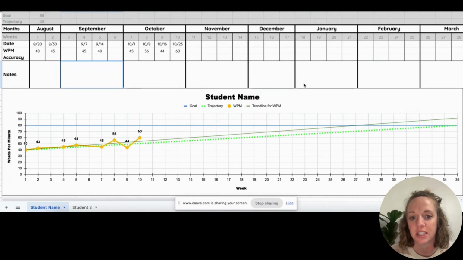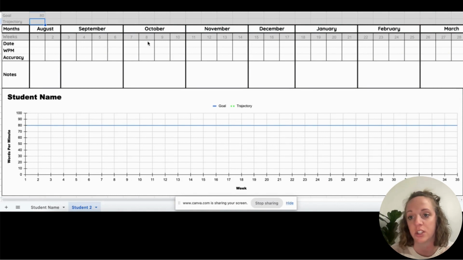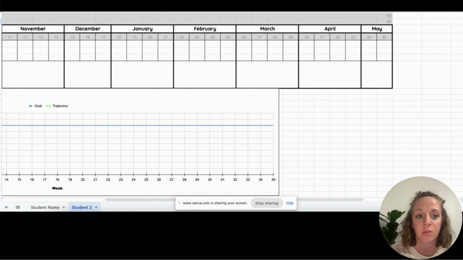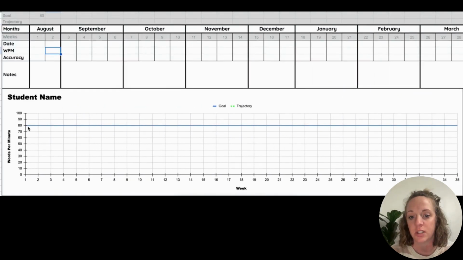But this is what it looks like once you have stuff in. If you decide that you want to use this system or try it out in your classroom, this is what it will look like when you download it. And then what you do is put your goal in right here. So let's go with 80 again for the student. And it will automatically duplicate that end goal down here. So you're going to see it plots your end goal right away right here.